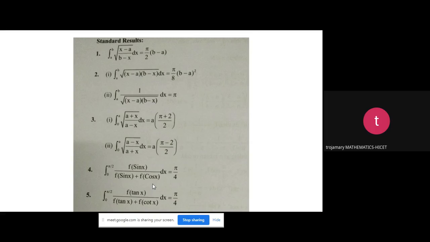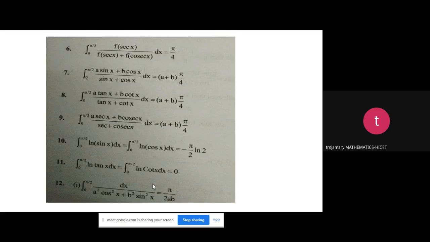But the limit you should keep in mind: the limit is 0 to 90 degrees, in the first quadrant. Then similarly, these are all the formulas in definite integrals. Generally, we didn't study these in our first semester integral calculus syllabus. These are advanced topics, advanced formulas in integration, but based on these formulas only, they ask questions in your exam.